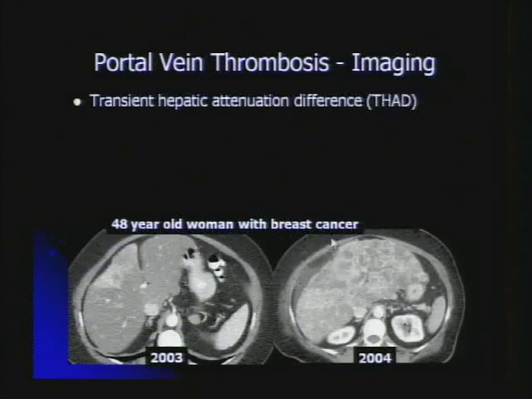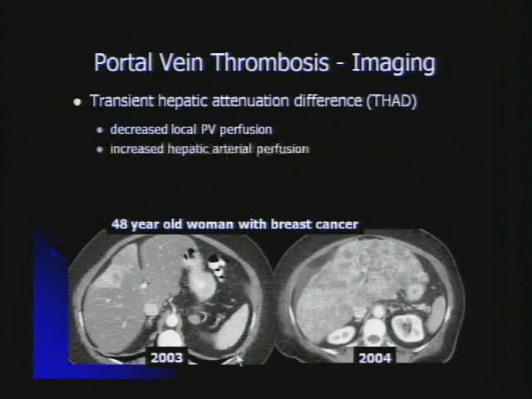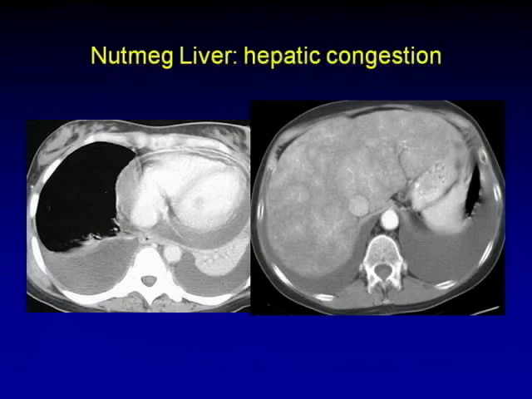Okay, one final thing to mention about portal vein thrombosis is that you can get these THADs, these triangular areas of hyperperfusion, which are due to a reduction in portal venous flow with an increase in arterial flow in association with this. Usually those are due to idiopathic causes, but can be due to tumor, so look carefully at the apex. Just to show you what nutmeg liver looks like. I'm skipping through this because we're running behind now.